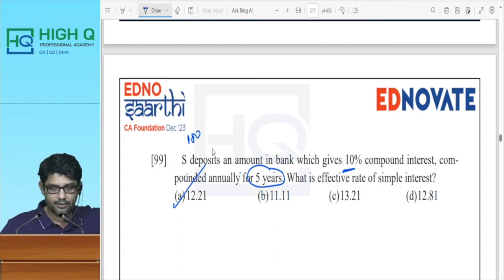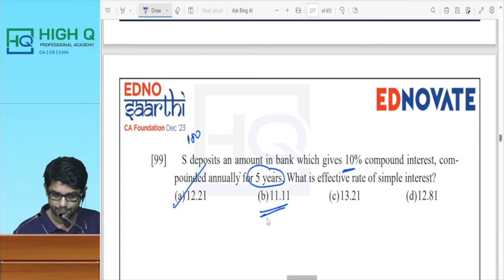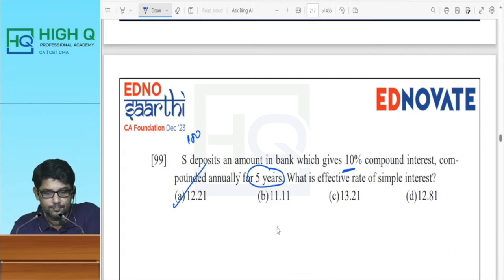B. Somebody is giving me answer B. Approximate 11.11. Let me check the answer. 12.21 only we are getting. 12.21 is the right answer. No, B we are not getting, my dear. A only we are getting.